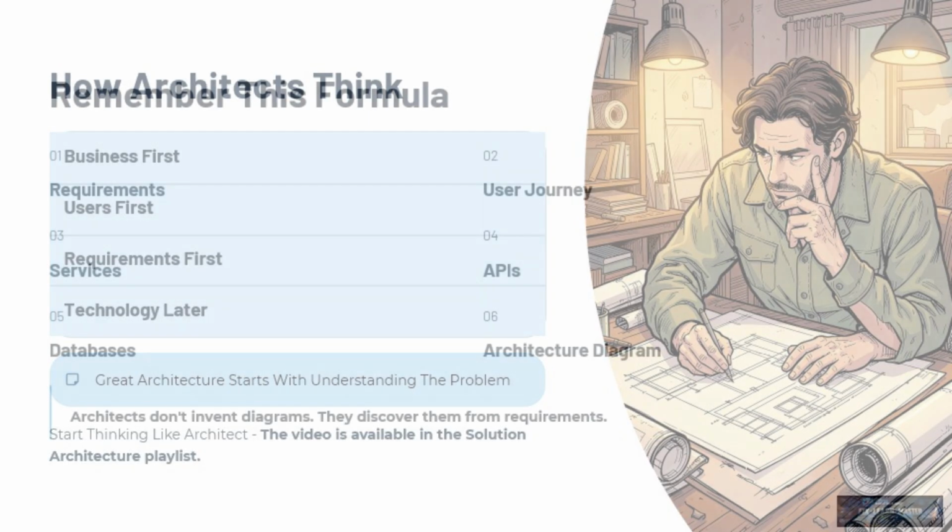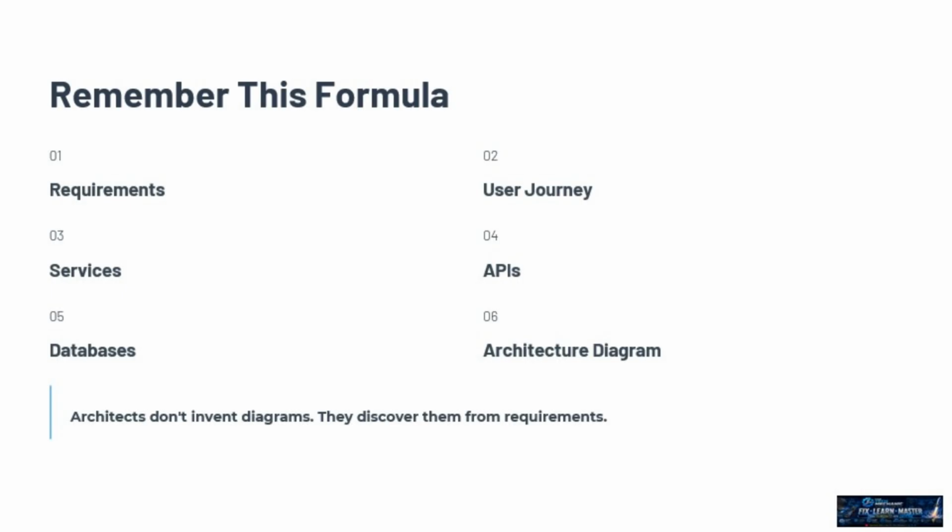Let's finish with a simple formula that every aspiring architect should remember. Requirements lead to user journeys. User journeys lead to services. Services communicate through APIs. APIs interact with databases. Together, these elements form the architecture diagram. Whenever you're asked to design a system, follow this sequence. Don't jump directly into drawing boxes or selecting technologies. Start with understanding the business. If you master this process, you'll be able to design systems that solve real-world problems and scale successfully as organizations grow.